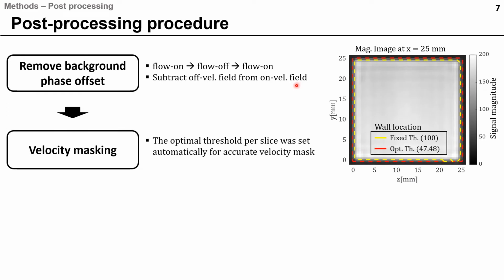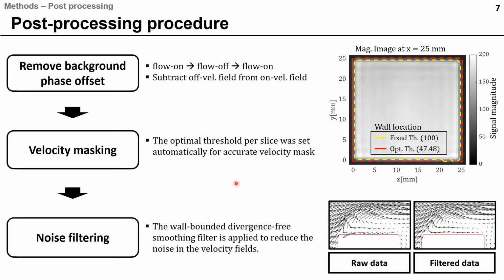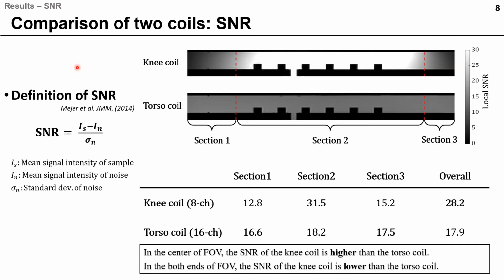And for the second one, we set the optimal threshold slice by slice using an automatic algorithm to make an accurate velocity mask, like this figure. And the last one is we use wall-bounded divergence-free smoothing filters to reduce the noise in the velocity field, especially in the near-wall region like this figure. So from now on, I will show our results of the MRV challenge, and the first one is SNR.